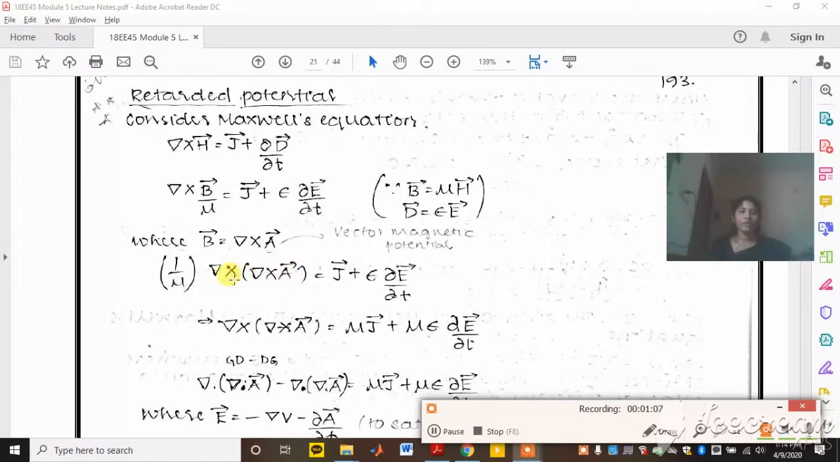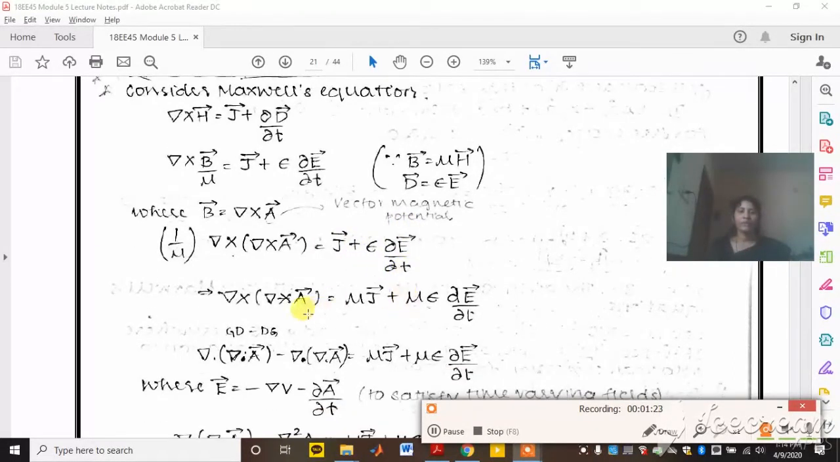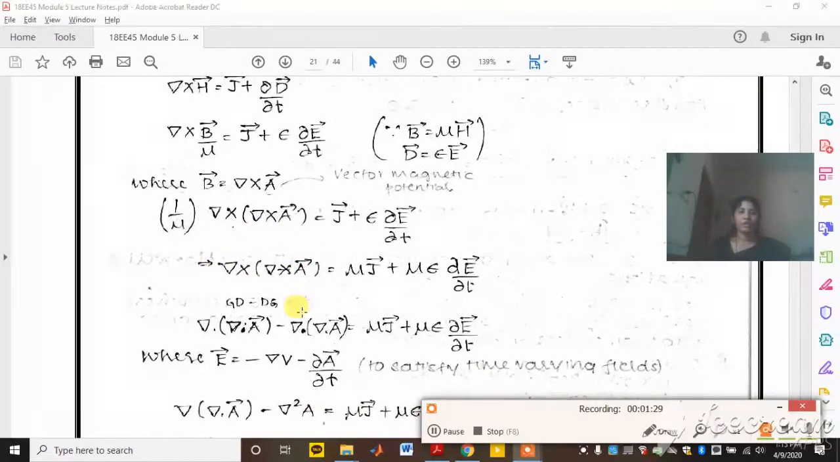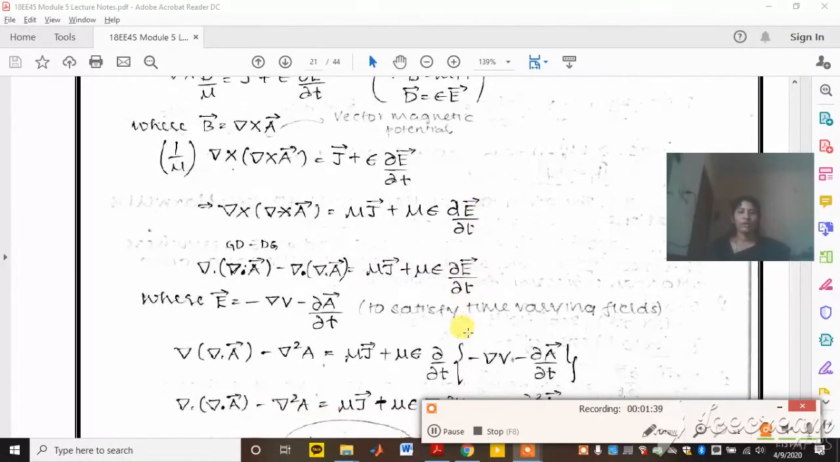After substituting you will get curl of curl A, because already we have substituted B as curl A, to prove it is not contradictory with the already proven laws. So curl of curl A is equal to J plus epsilon into dou E divided by dou T. Curl of curl A, you need to apply a vector identity for this side. So when you apply a vector identity, you will get divergence of divergence A minus divergence square A, which is equal to mu J plus mu epsilon into dou E divided by dou T.